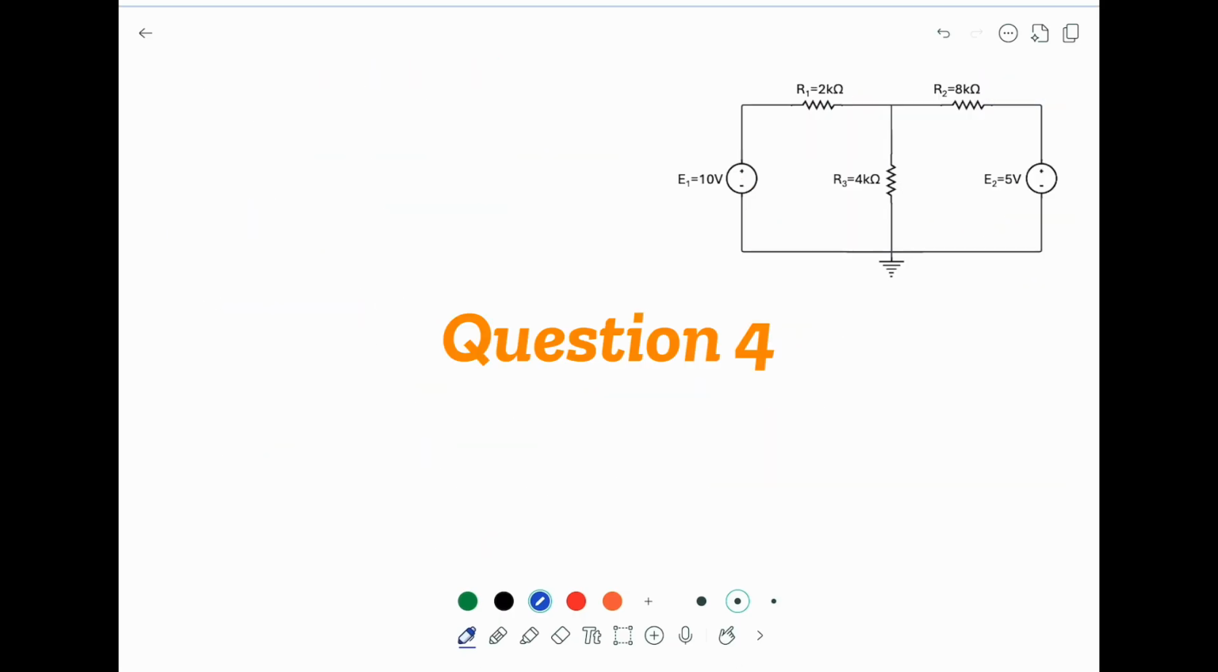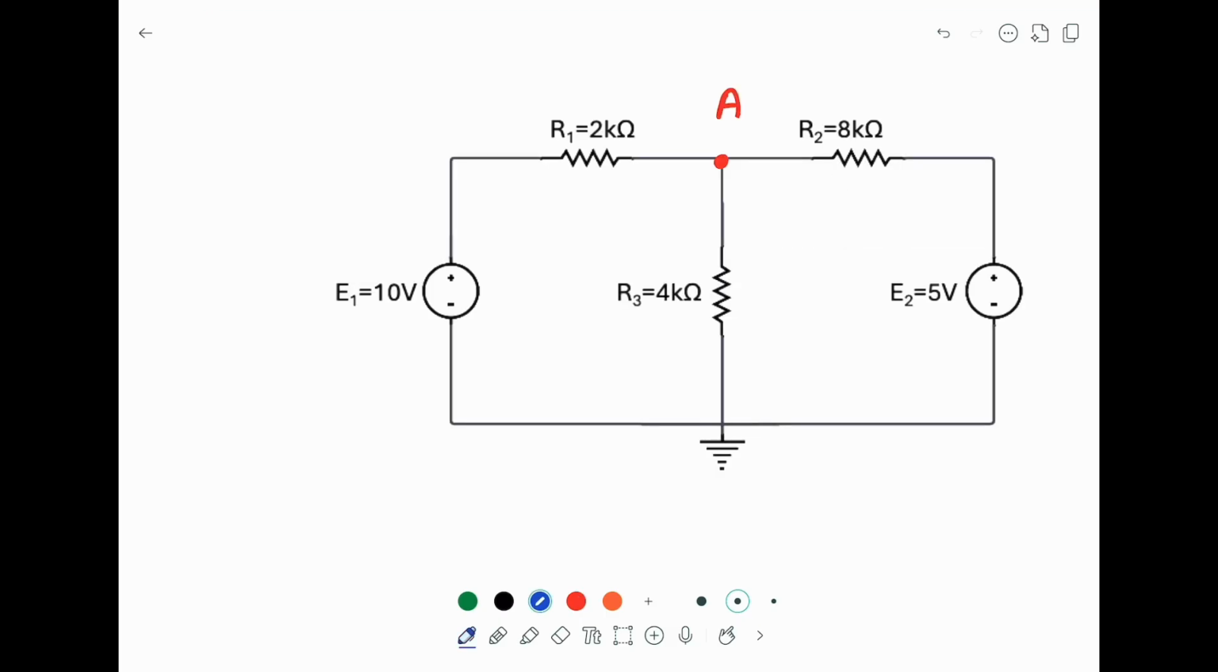This question requires us to use nodal analysis in this circuit. In nodal analysis, we first find a node. For example, we look at this node, we call it A. Next, we apply KCL at this node. Let's analyze the current going in and going out of the node. The 10 volt source will push the current I1 going in, and the source E2 we assume also pushes current going in.